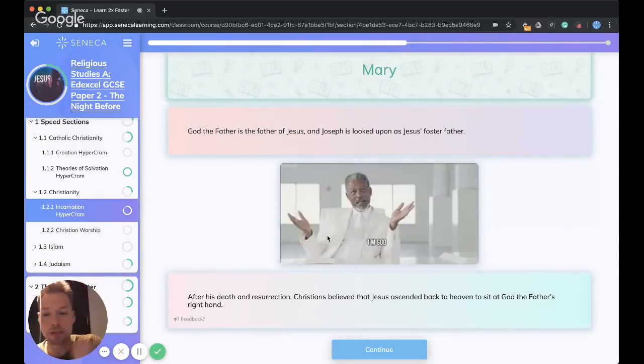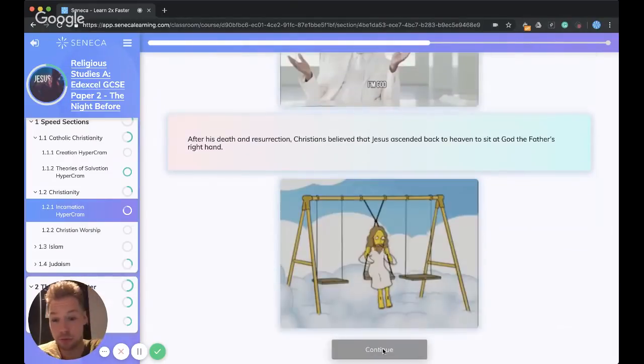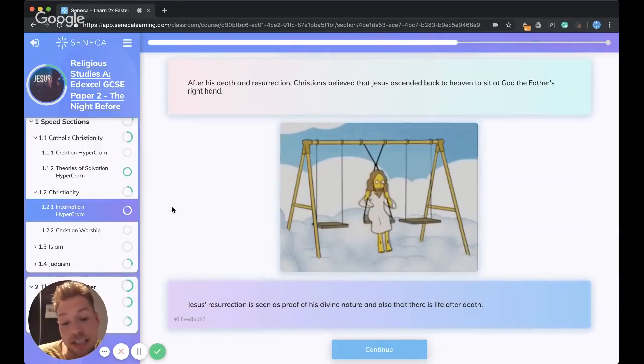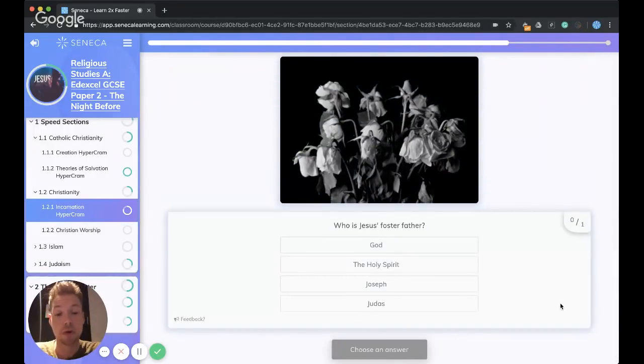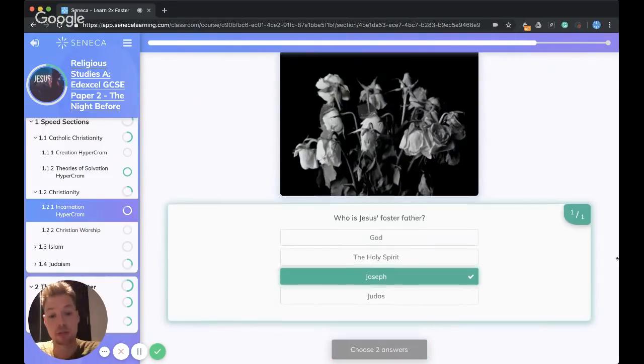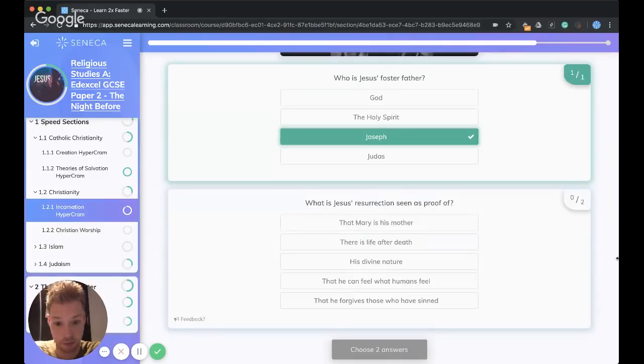After his death and resurrection, Christians believe that Jesus ascended back into heaven to sit at God the Father's right hand. Jesus' resurrection is seen as proof of his divine nature, and also that there is life after death. So that's the key theory of incarnation. So who is Jesus' foster father? That would be Joseph. God is Jesus' father, Joseph is foster father.